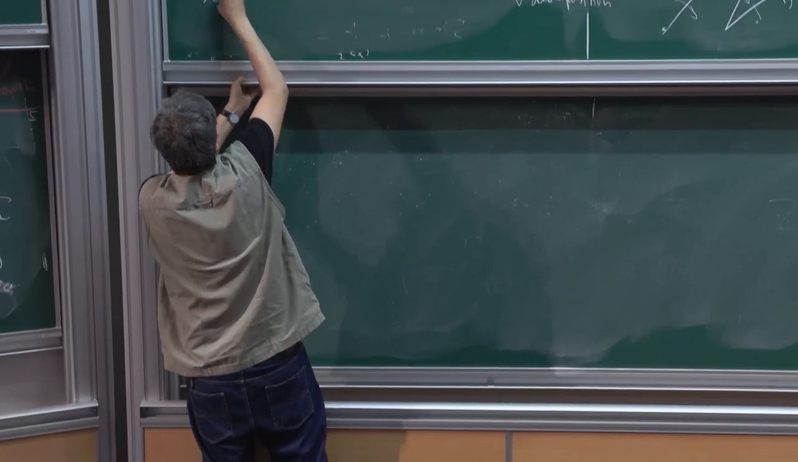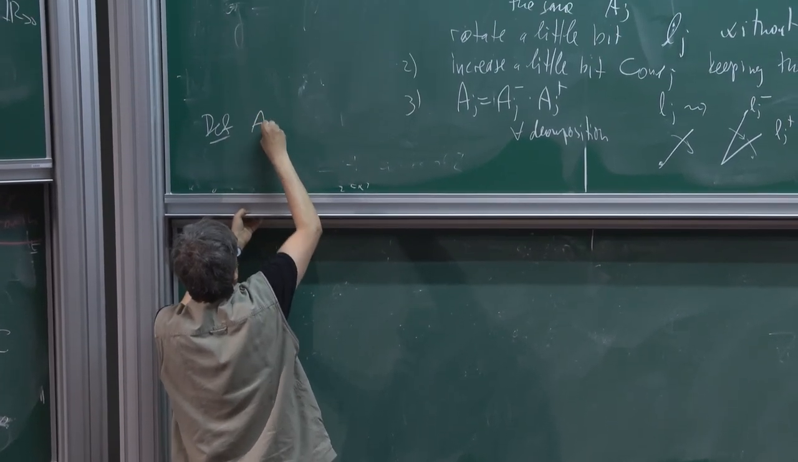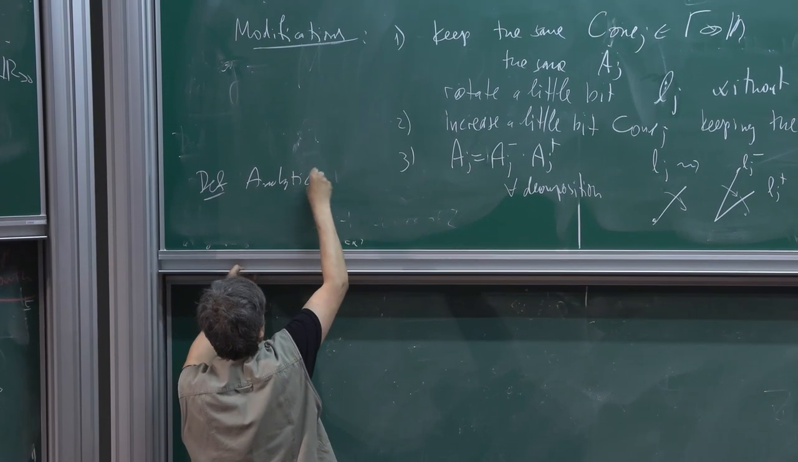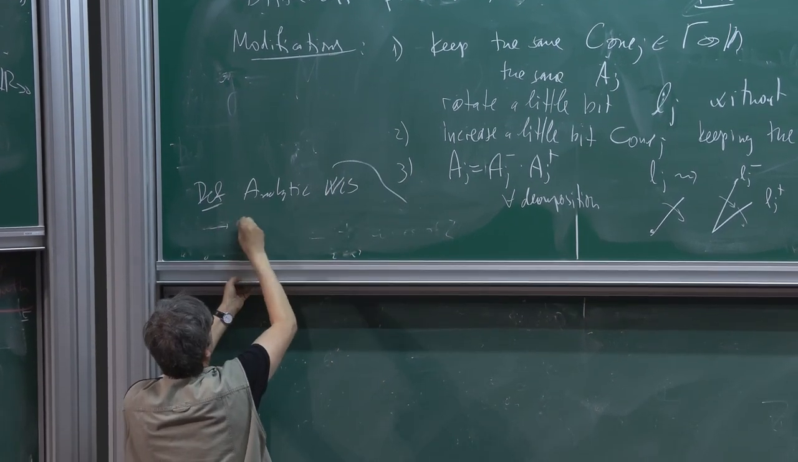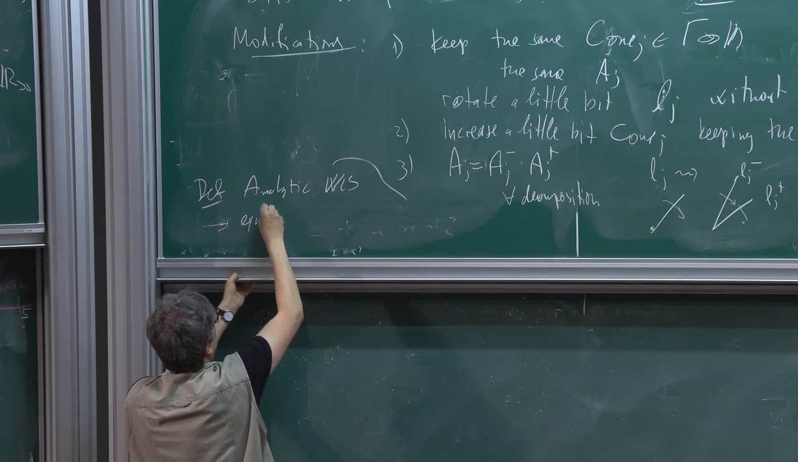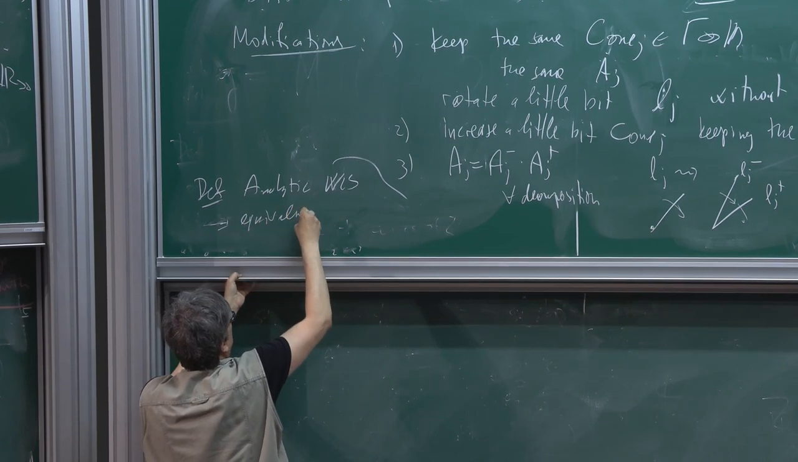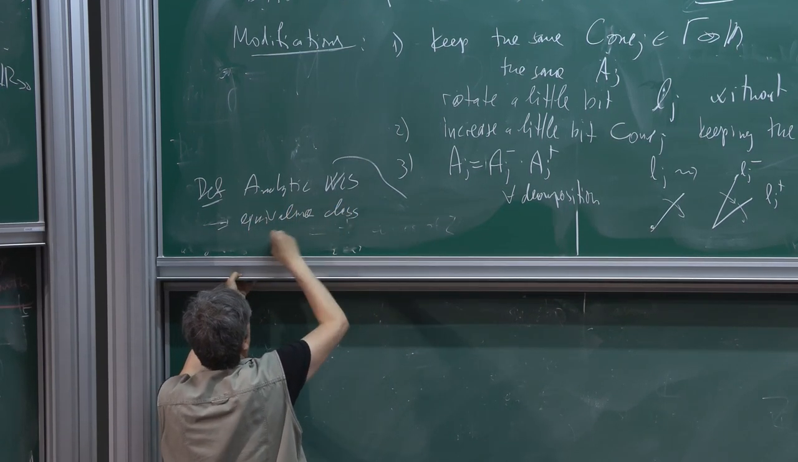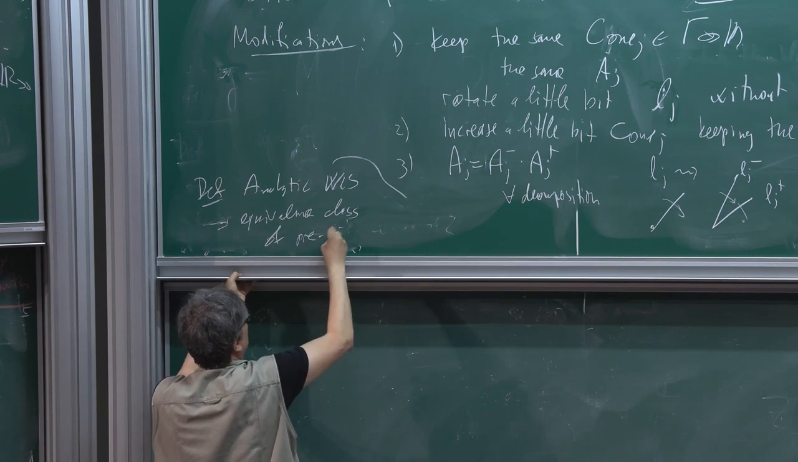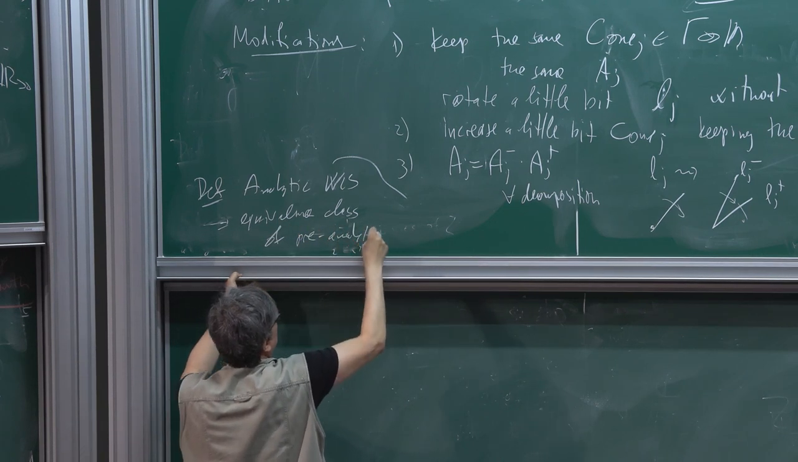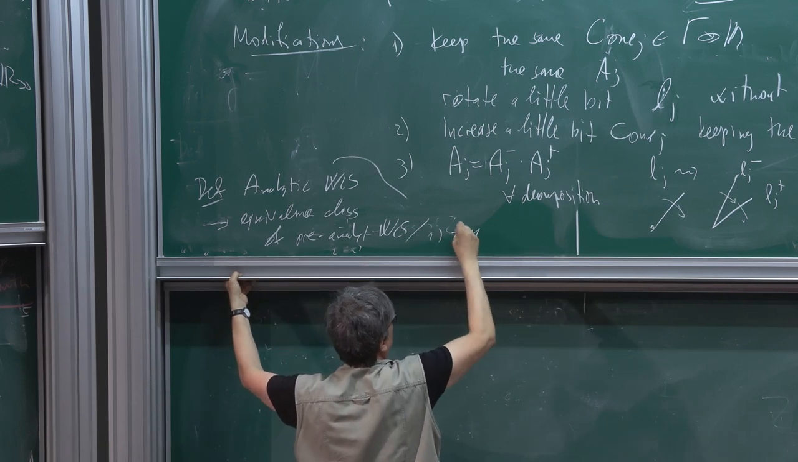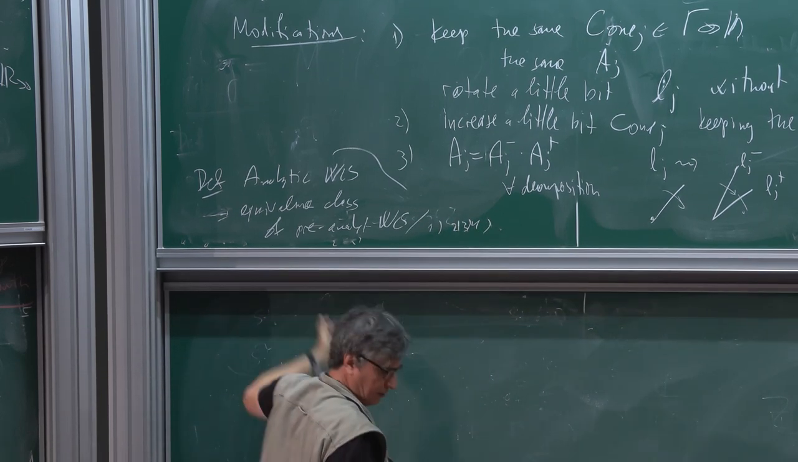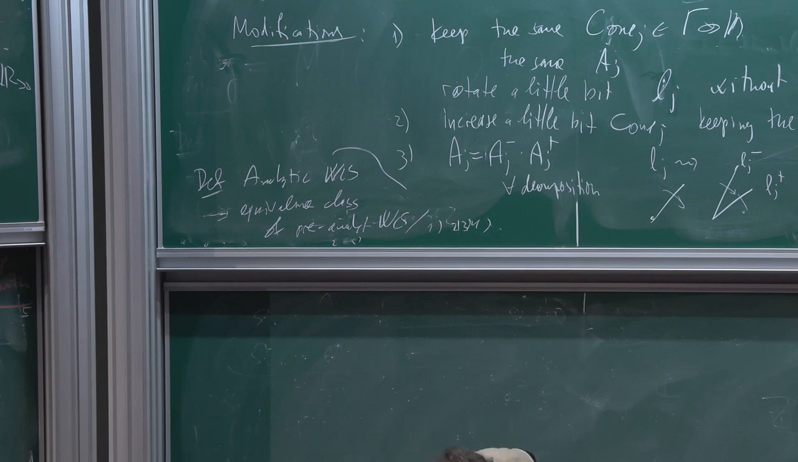So definition: analytic wall crossing structure is an equivalence class of pre-analytic wall crossing structure modulo moves 1, 2, 3, 4. Equivalence relation generated by these moves.